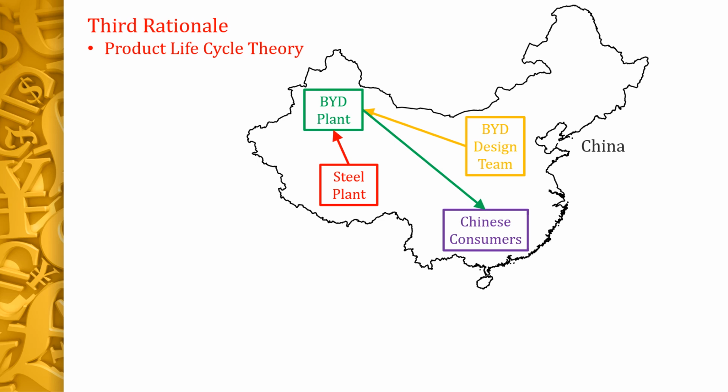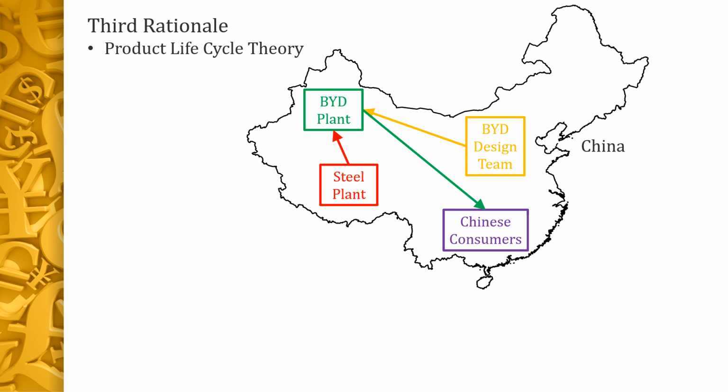This process requires intensive interactions between the company's leadership, design team, and production floor. To facilitate these interactions, all of these activities tend to happen in the same place. Over time, the product becomes standardized. The intensive interactions are no longer needed. To reduce costs, a company may then outsource production to other countries that have lower wages and cheaper land.